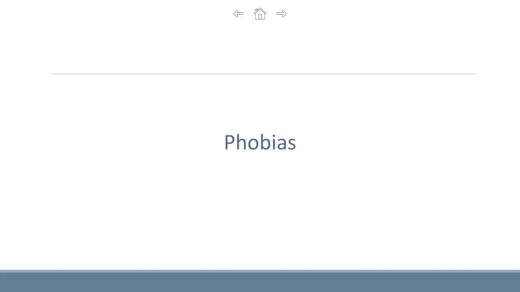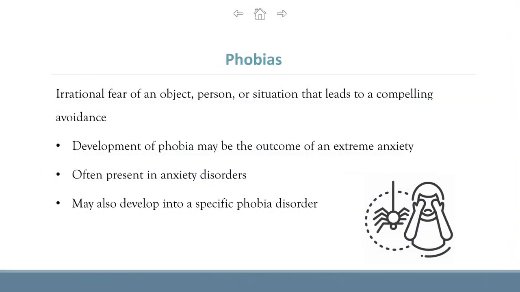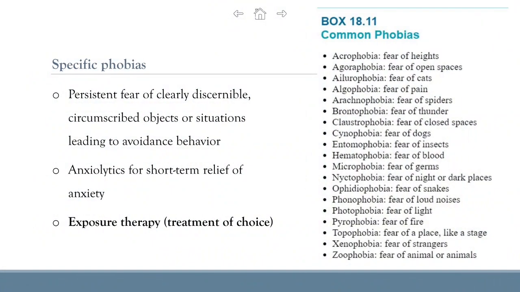Moving on to phobias. A phobia is an irrational fear of an object, person, or situation that leads to a compelling avoidance. A development of a phobia may be the outcome of extreme anxiety. Like I said in the example I used a little while ago about someone having a phobia of snakes, and it causes them extreme anxiety. So this is often present in anxiety disorders, and it may develop into a specific phobia disorder. So sometimes it can be just general phobias, but could be a very specific phobia as well, whether it's for a specific thing or a social event.